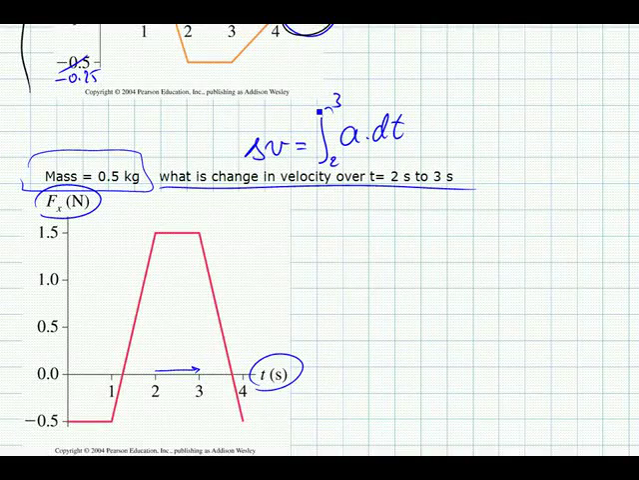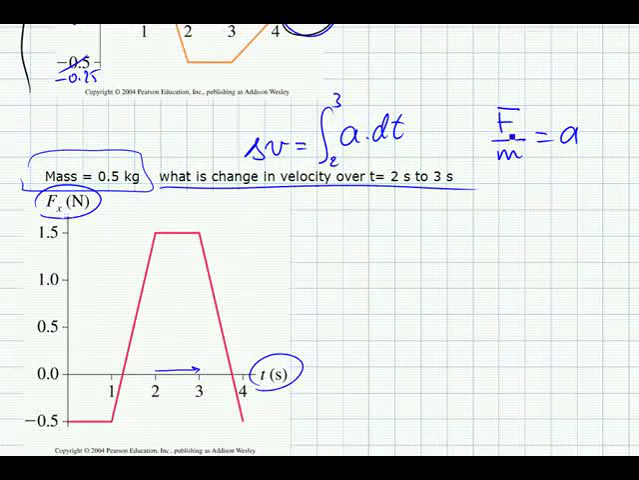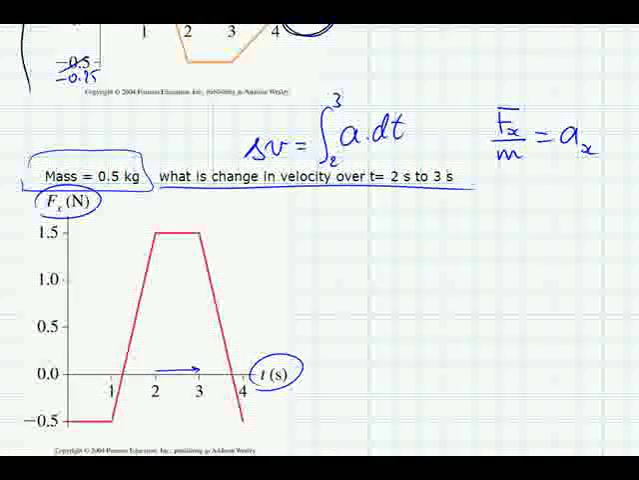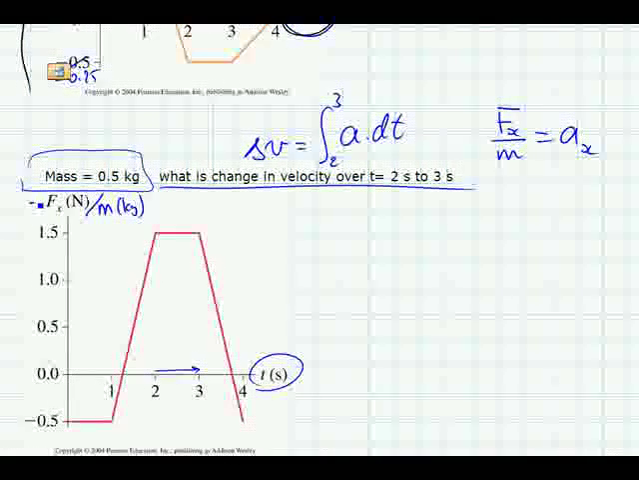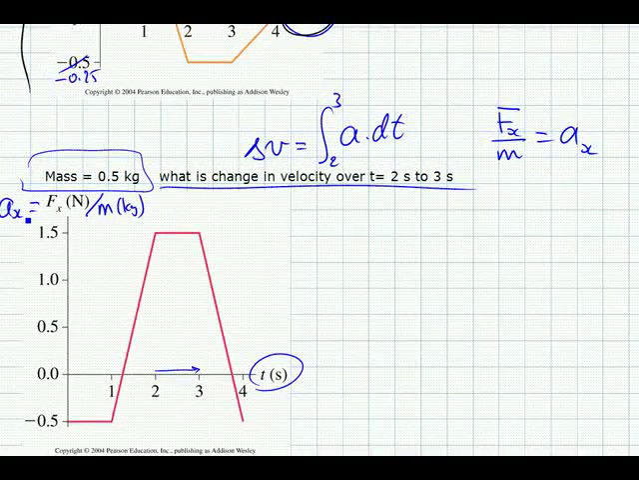So we need to convert our force versus time to an acceleration versus time curve. Now we do the reverse operation. If we divide force by mass, then we get acceleration. This is force in the x direction, so we'll get acceleration in the x direction. If I were to divide force by mass in kilograms, I get my acceleration in the x direction. The units would be, of course, meters per second squared.